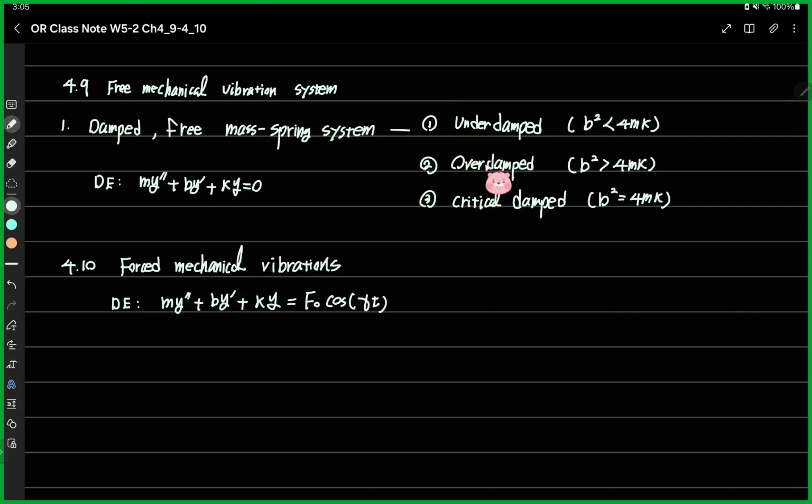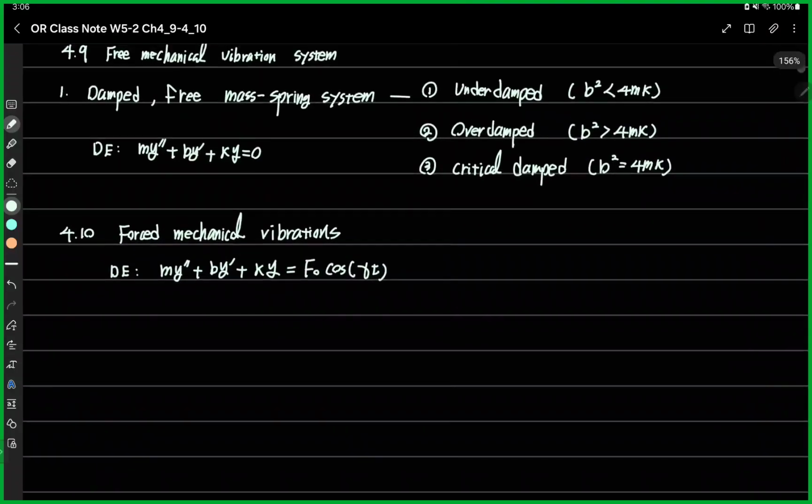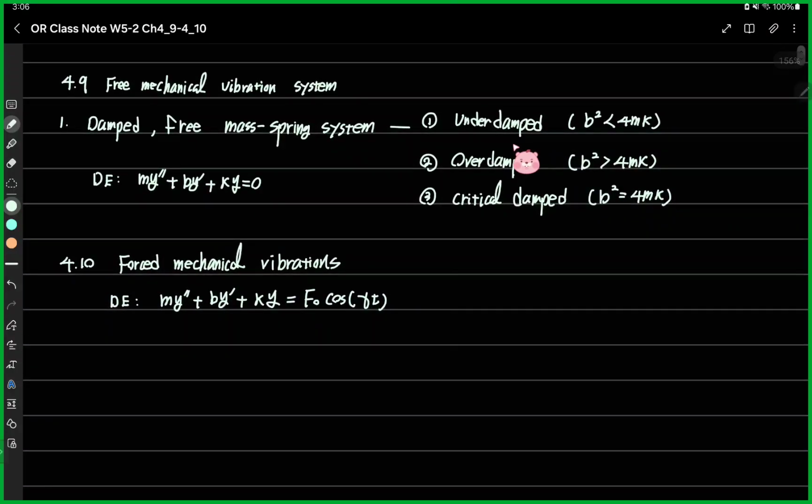There are three cases: under damped, over damped, critical damped. Under damped means that the vibration is restricted by the damping force. So the damping force is larger than the spring force. So we're not going to expect that there will be the motion of vibration in this case.